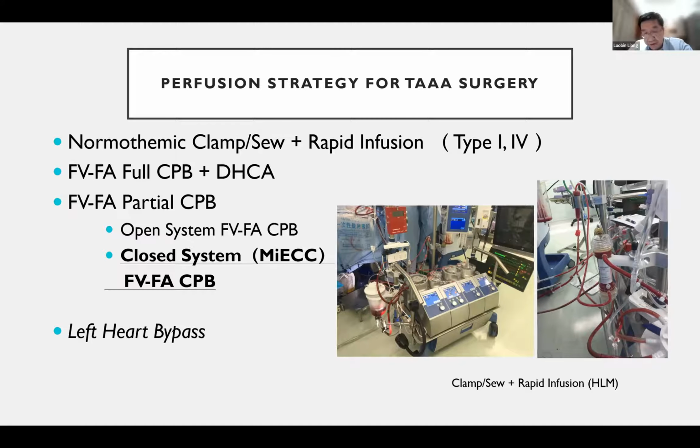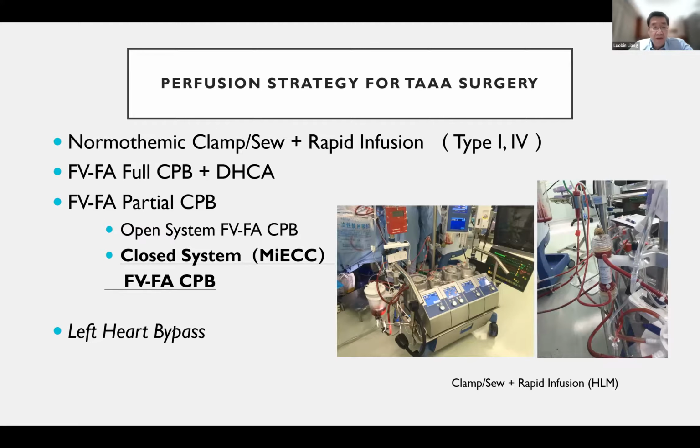So this picture is showing type 1 or type 4. We're just using a clamp and sew. We are not using any bypass. We're just using clamp and sew and rapid infusion. We use a Haemonetics machine as a rapid infuser, and using a cardioplegia set we can control the temperature, so we can warm up the blood as we're doing a rapid infusion. That's what we usually use for type 1 or type 4 patients. You don't have to use any bypass.